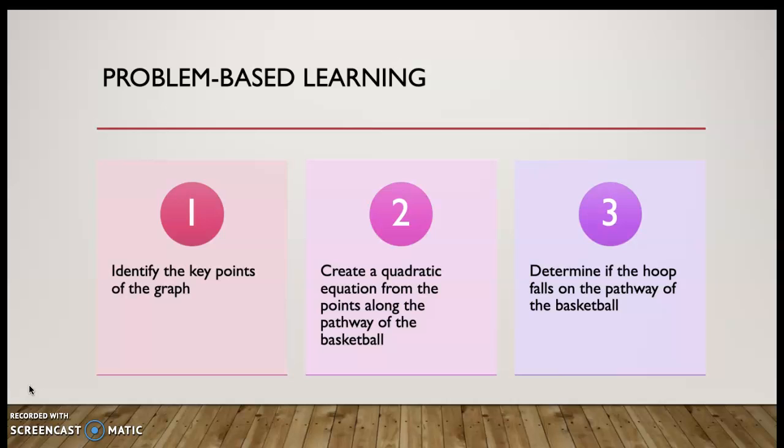Then in step 2, students will create a quadratic equation based off of the points. They will also be given the coordinates of the hoop, and they will have to determine whether the hoop lies on the pathway of the basketball, to figure out if it goes in or not.